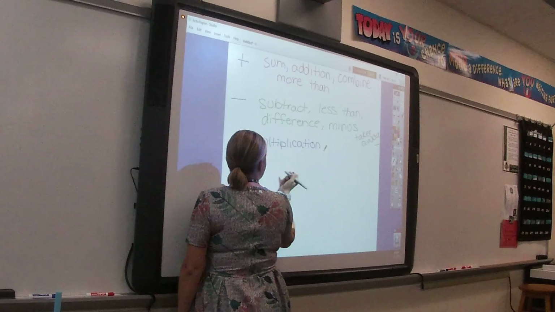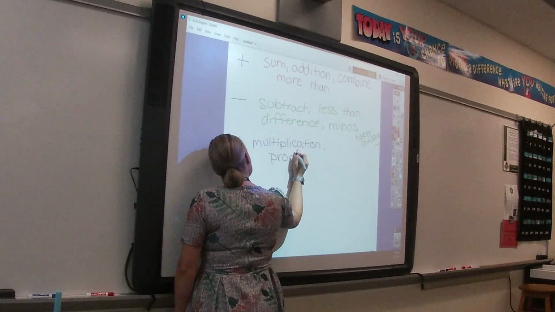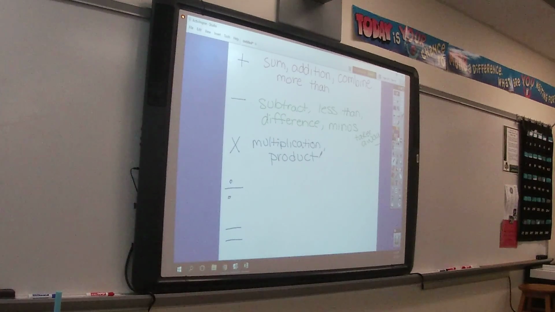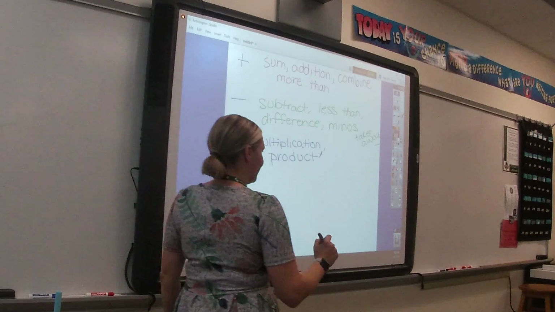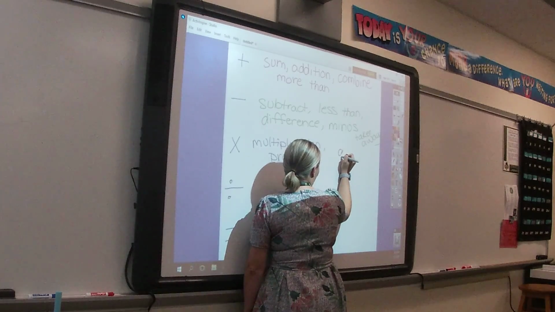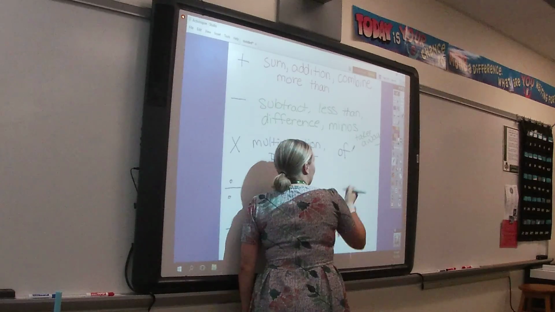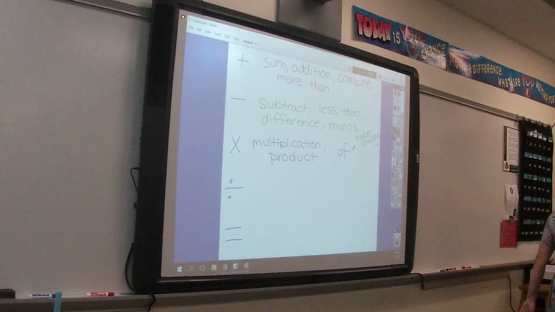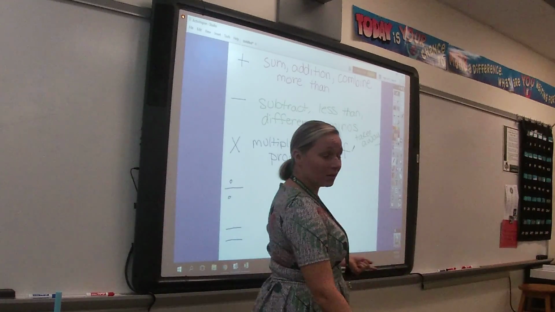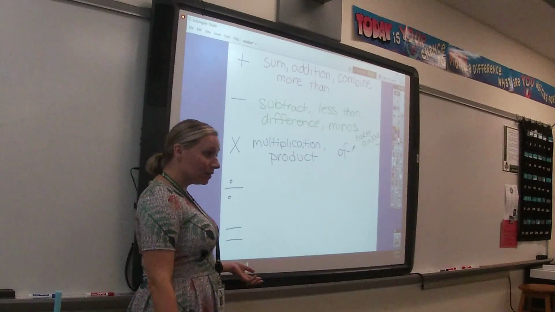Multiplication, multiply. Yeah. There's one more 2-letter word. You know it? Well, don't tell me, I want to figure it out. What does it start with? O. Of. Right? Half of a number. There are also times that we don't see an operation at all, like twice a number. That tells us to multiply.